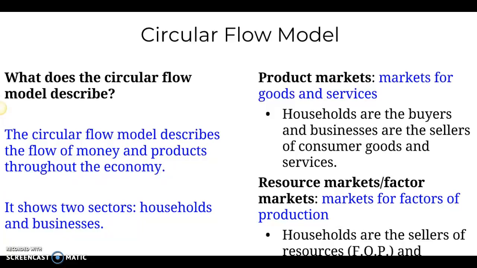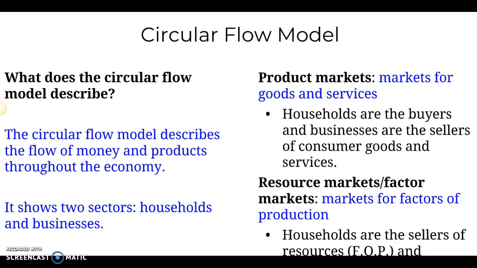Households are the buyers and businesses are the sellers. These can be things like goods or services. So just to recap from Friday, a good is something tangible. It's something that you can hold. A service, you can't necessarily hold that. The example I gave in class is like medical services. If a doctor is helping me with a medical concern, I can't take that service home, but I can take a box of Band-Aids home. So that's product markets. That's where the buyers, which are households, go and purchase goods and services from businesses, which are the sellers.